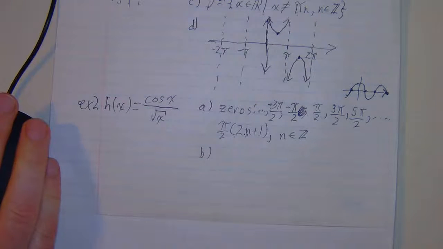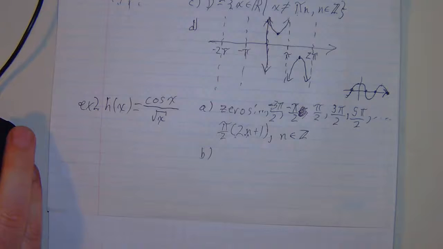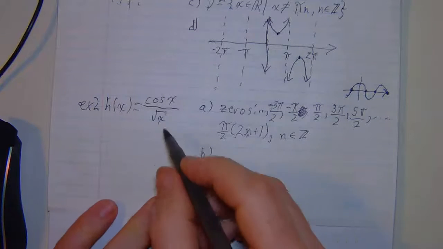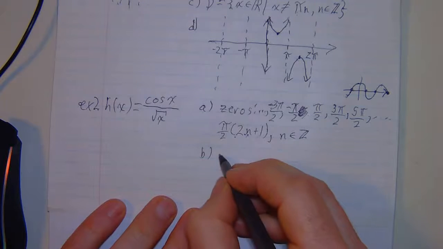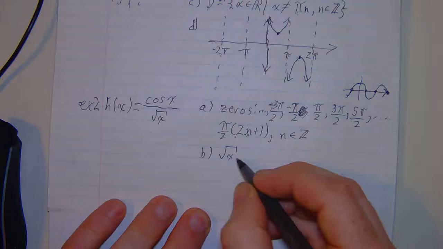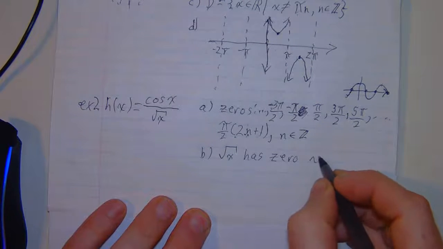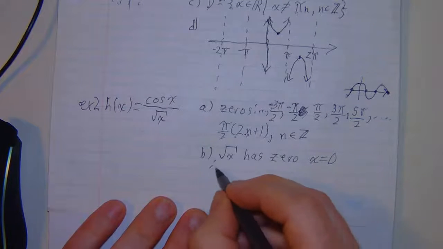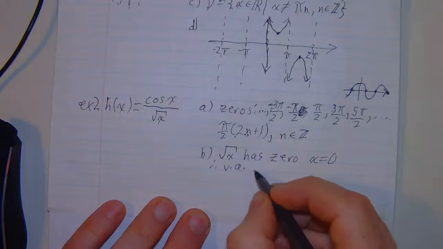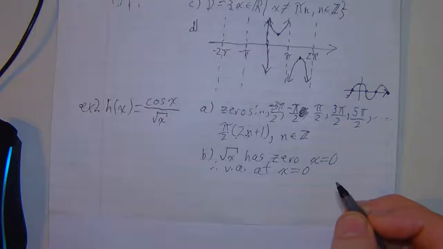For B, we are looking for the vertical asymptotes. And so we're looking for where are the zeros of the denominator. And in this case, root x has a 0 at x equals 0, and that's the only one. So therefore, our vertical asymptotes, there's only one, and it's at x equals 0.